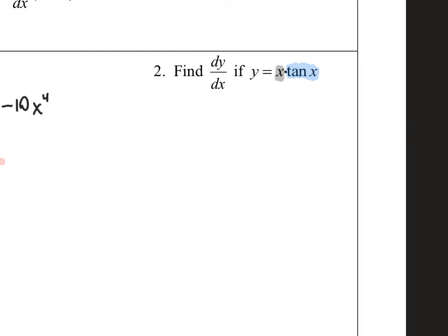So my dy/dx is going to be the first times the derivative of the second. So I do my x as is, and the derivative of tangent x is secant squared x, plus my second function times the derivative of the first. And that's tangent x times the derivative of x, which is times 1. And that doesn't really need to be there. You could just write tangent x. And basically that's my derivative. There's no simplifying that can be done on this one. So I'm just going to present this one as my answer.